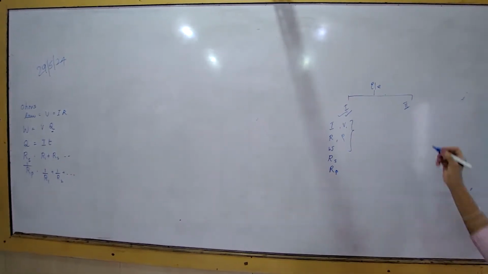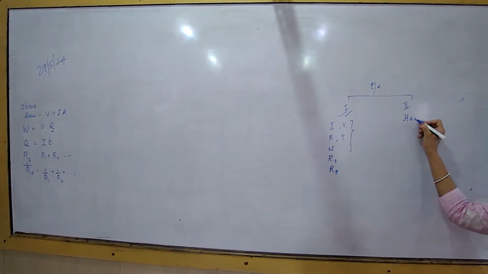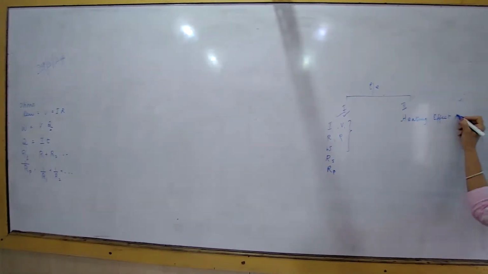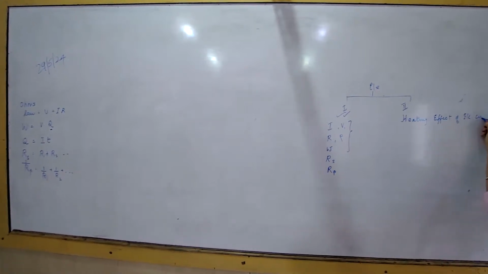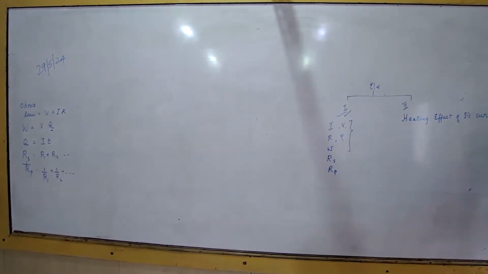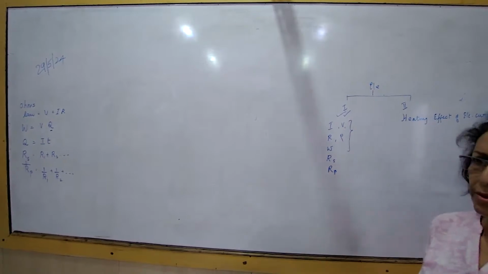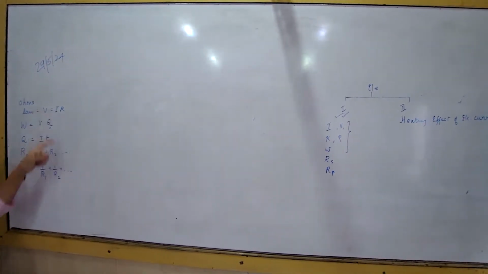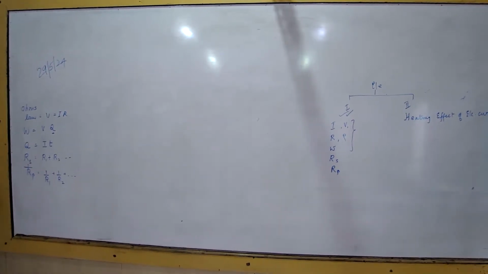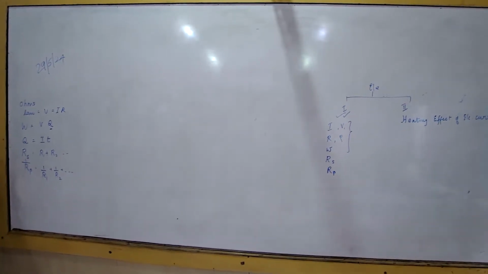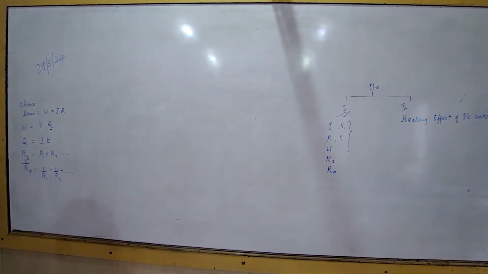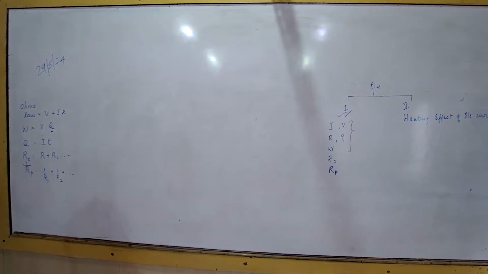Now, what we are going to do is the second part of the lesson, which is about the heating effect of electric current. Let's try to understand what is meant by the heating effect. Whenever we have a conducting wire, imagine that this is a copper wire, and we connect it to a battery or a source of current, we know that it is a good conductor.